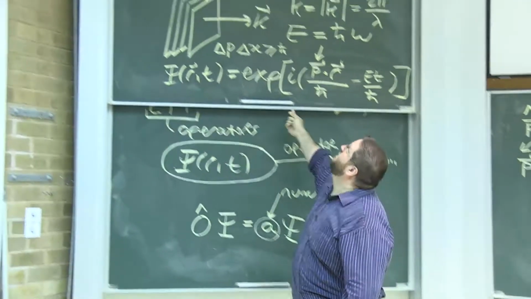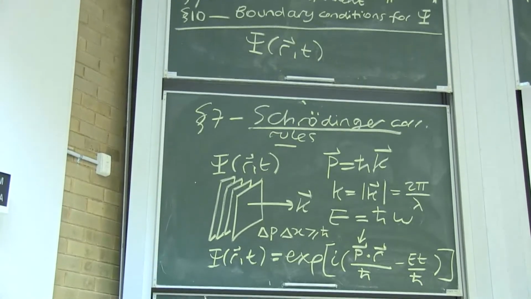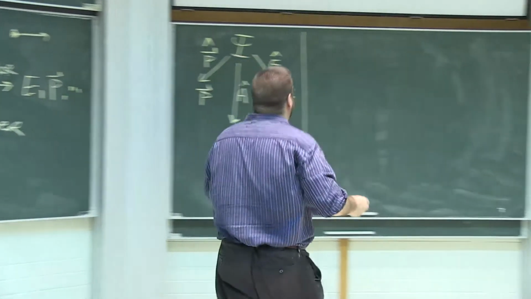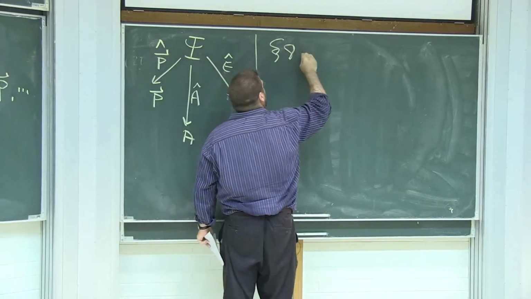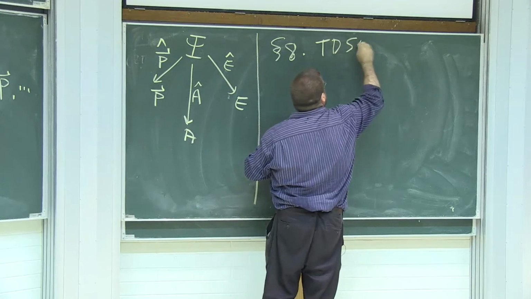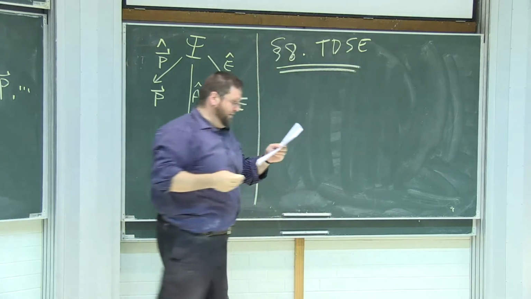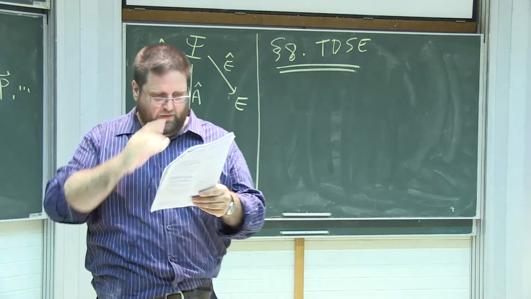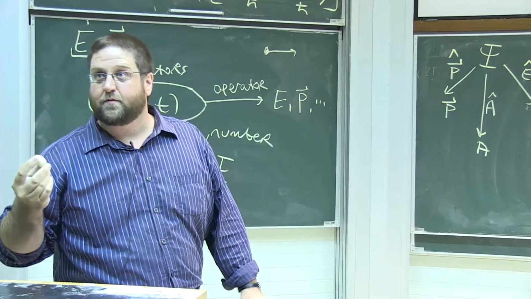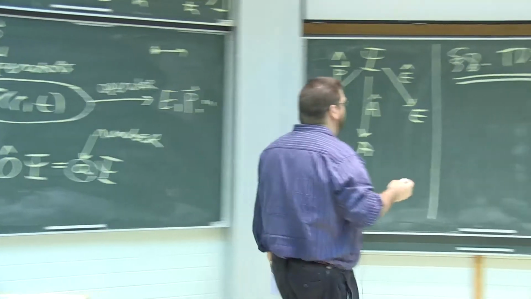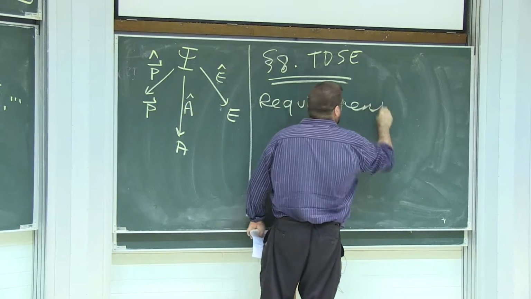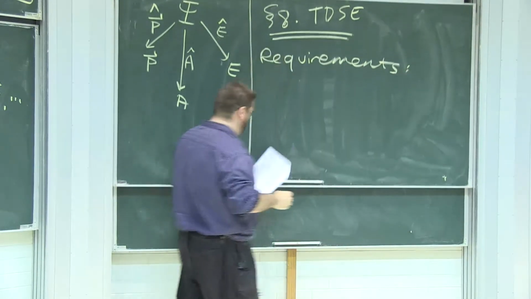We've completed section 7. We're now going to use these operators to motivate the Schrodinger equation. And it's going to have two forms, and the more general form will be the time-dependent Schrodinger equation. Now let me just abbreviate that as TDSE. Section 8, time-dependent Schrodinger equation. Now, before we give the plausibility argument for motivating the Schrodinger equation, let's write down some requirements for this equation. 3 requirements.